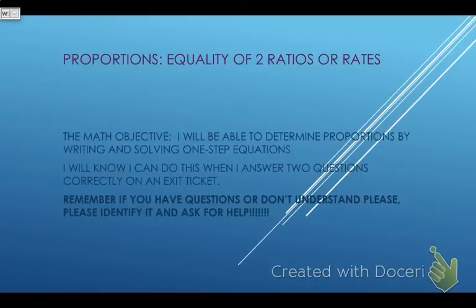Today the video is on proportions, which are equality of two ratios or two rates. The objective today: I'll be able to determine proportions by writing and solving one-step equations. I will know I can do this when I answer two questions correctly on an exit ticket. Remember, if you have any questions or don't understand, please identify the piece you don't understand and ask for help.